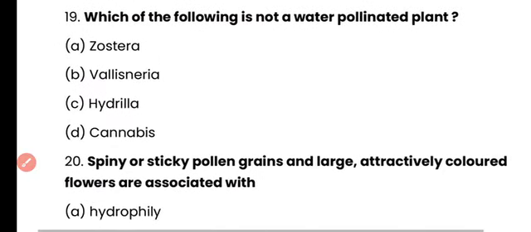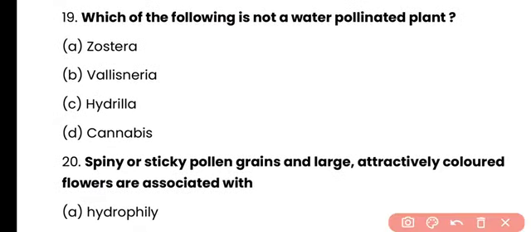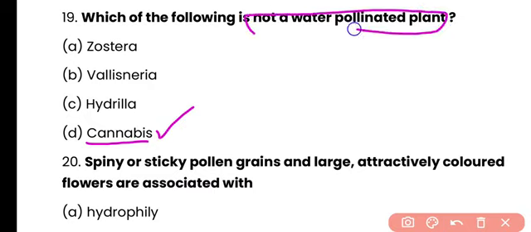Question number 19. Which of the following is not a water pollinated plant? Zostera, Vallisneria, Hydrilla, cannabis. Correct answer is option D. Cannabis, which is a wind pollinated plant, that's why it is not considered as a water pollinated plant.